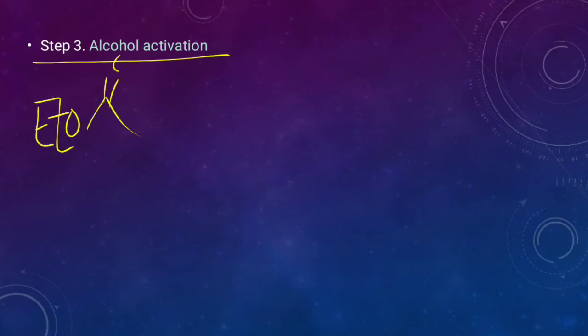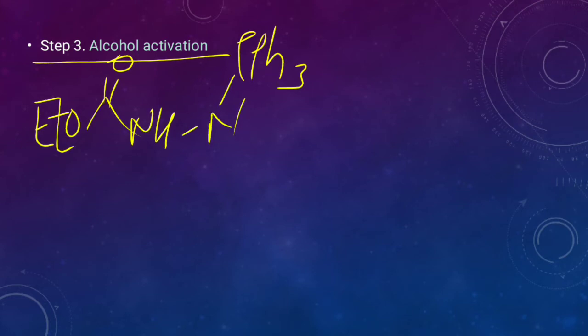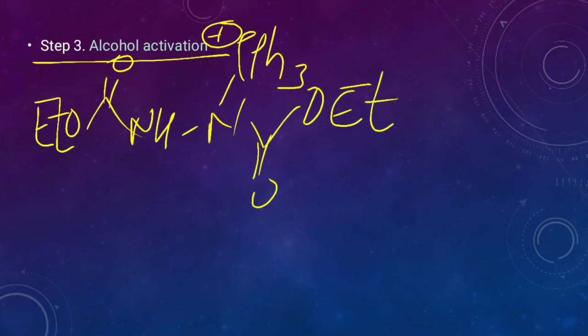The third step is alcohol activation. Alcohol activation is done by the intermediate formed in the second step. So what is the intermediate formed in the second step? This is the intermediate formed in the second step. It will react with alcohol.